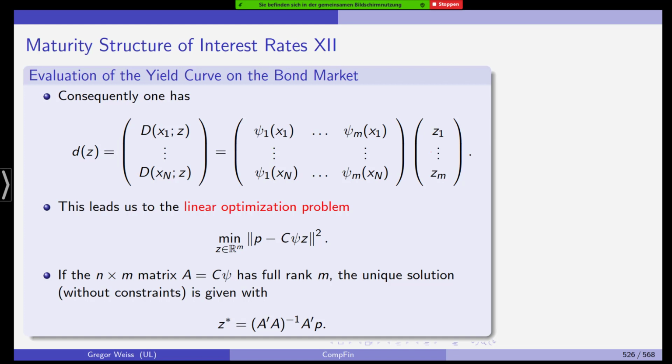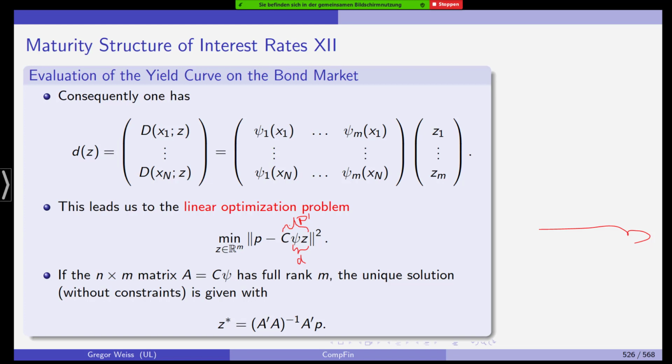What do we need to optimize? Well, we take the price vector, P, we subtract the cash flows times D. This is actually D, the discount factors. But we are substituting D by phi times Z. Z are the parameters of our B-splines. And this together, C times phi times Z, let's call it P dash.